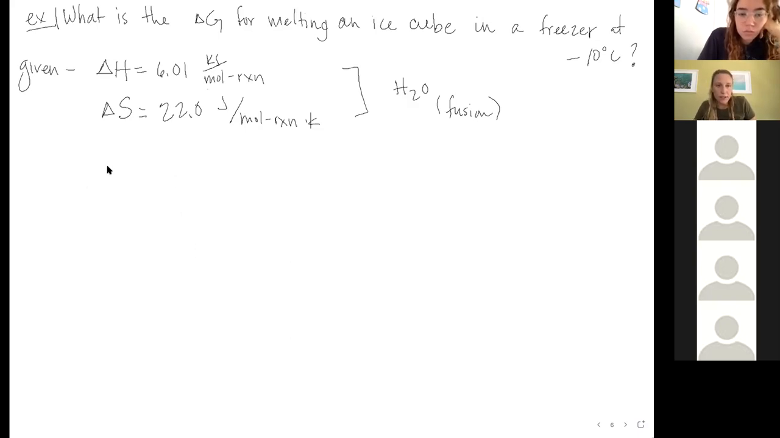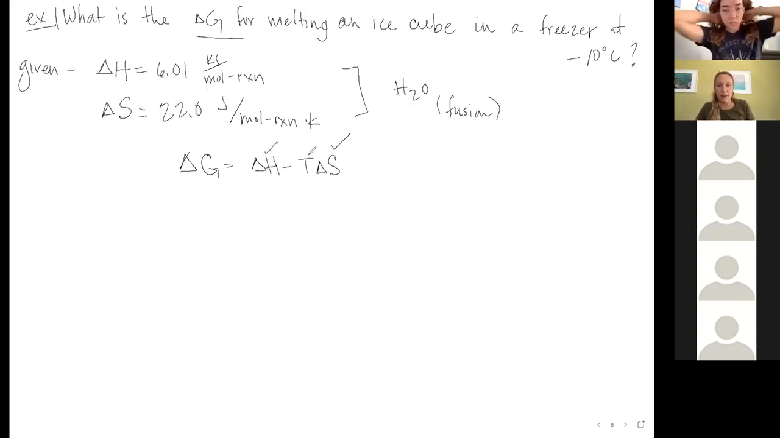All right. So first, initially, okay, we're asked for delta G and we're given enthalpy and entropy. So it looks like we're going to be using the equation of change in Gibbs free energy as our change in enthalpy minus temperature times change in entropy. So we have this, and we're given this. So we can really just plug and chug. The only thing we should change first is that our temperature is given as negative 10 degrees Celsius, but this temperature should always be in Kelvin, which means we're going to want to convert it into Kelvin, which would be 263 Kelvin.